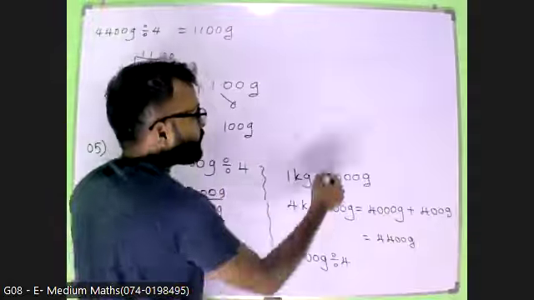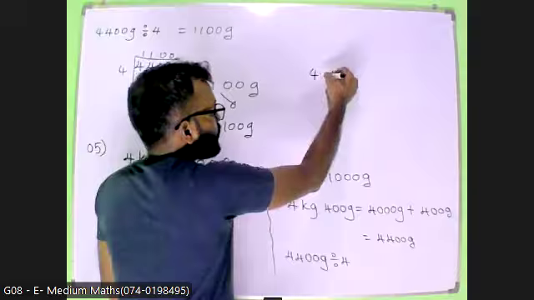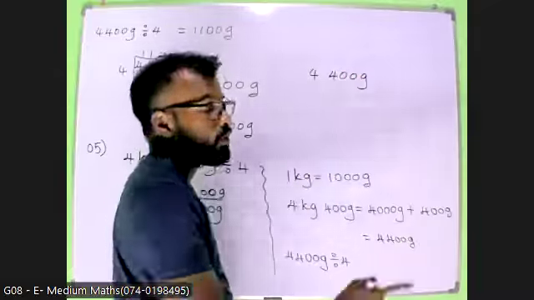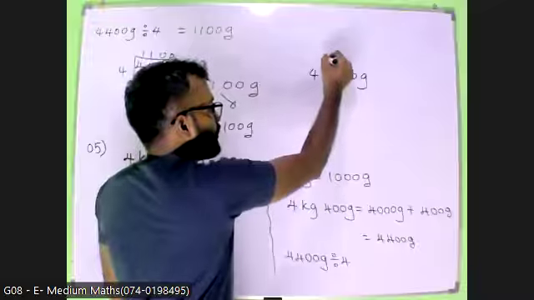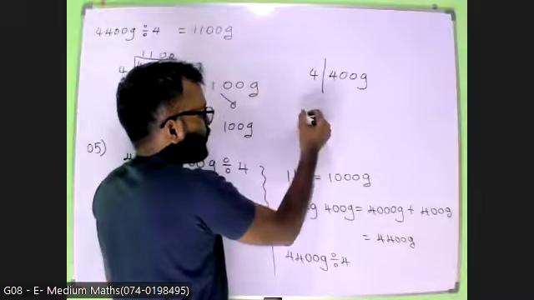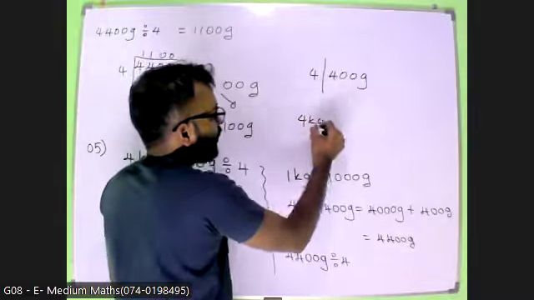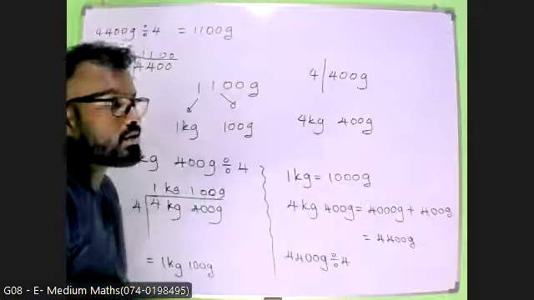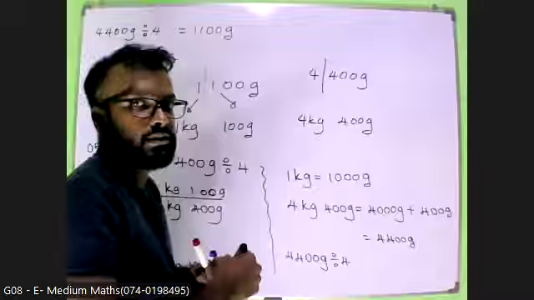So this one is the same. 4400 grams. From the end, 1, 2, 3, dash. 4 kilograms and 400 grams. Right? This is how we are going to convert easily.